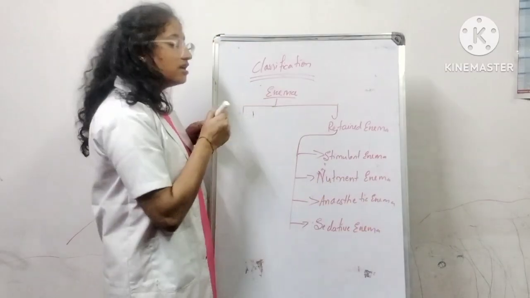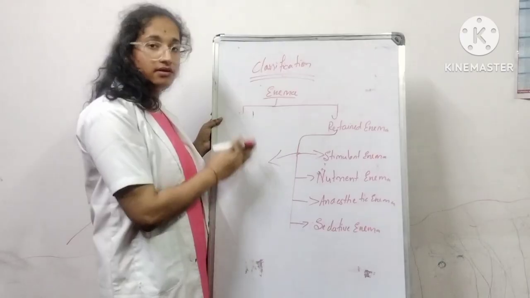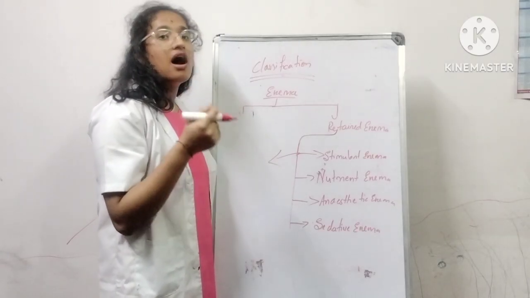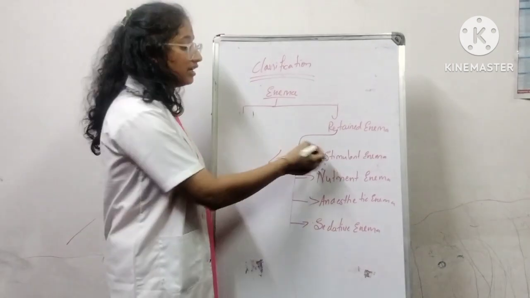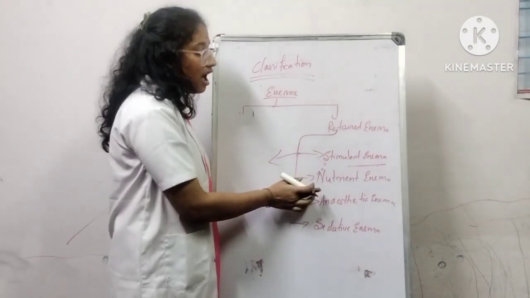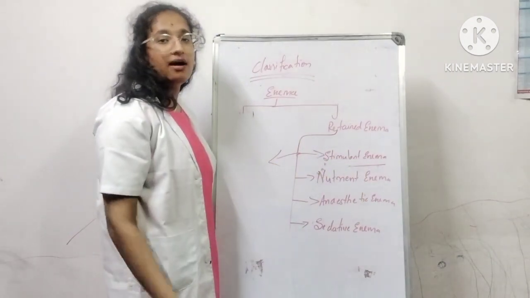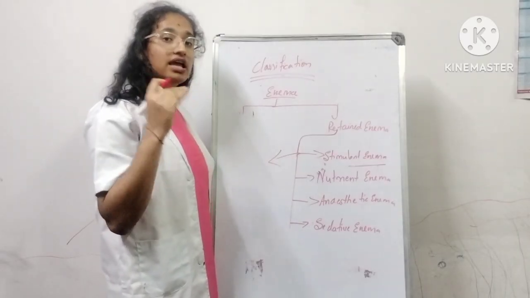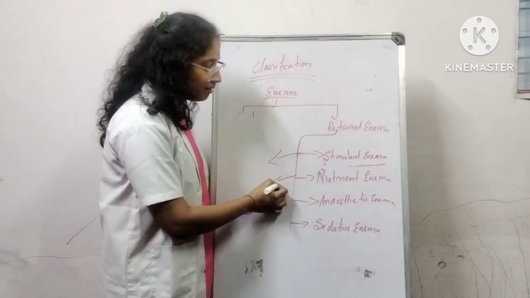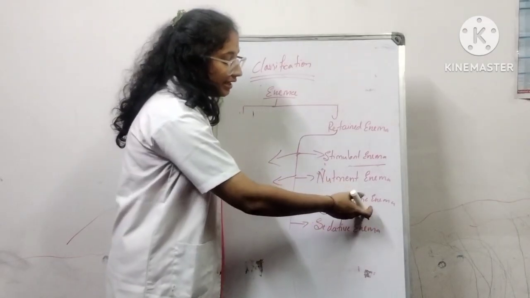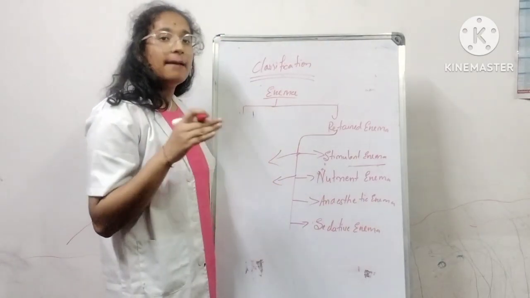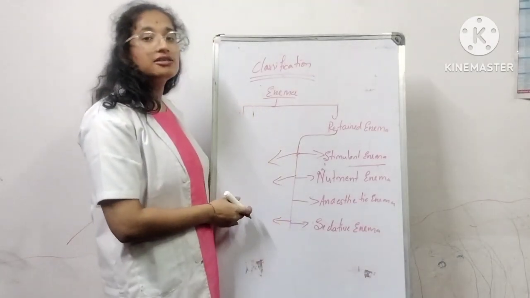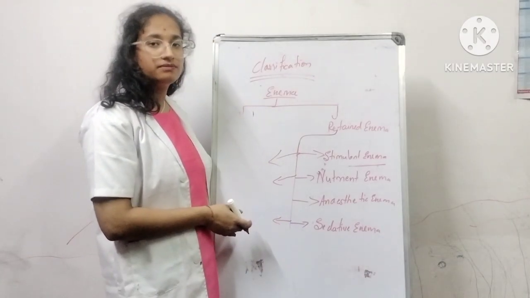So what is stimulant enema? Stimulant enema is administered to poisoning patients or shock patients. Nutrient enema is administered for the balance of fluid and food in the patient; for any unconscious patients, nutrient enema is administered. Then anesthetic enema relieves temporary pain in the patients. Then sedative enema induces sleep in the patients.